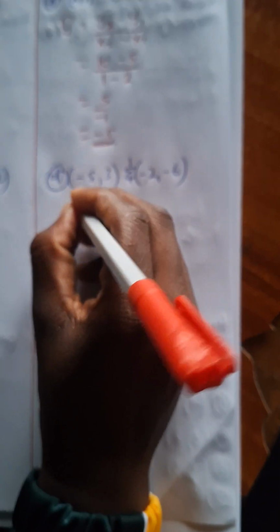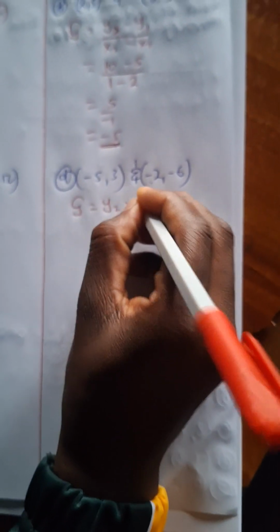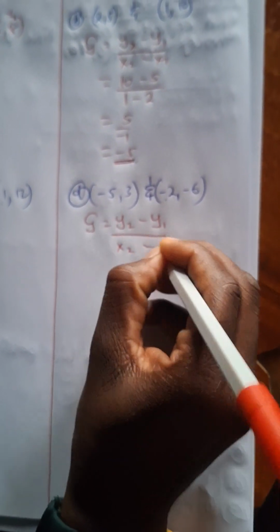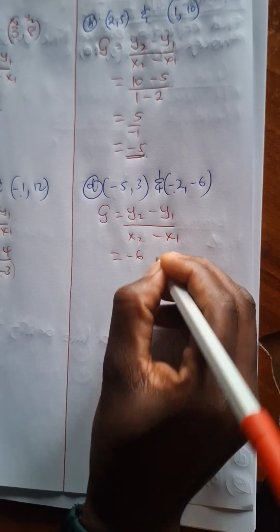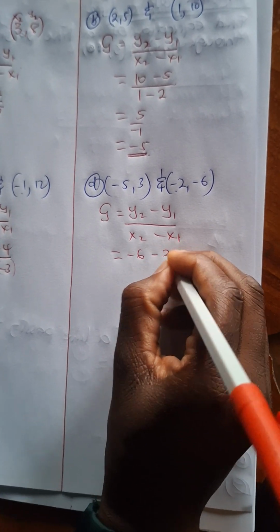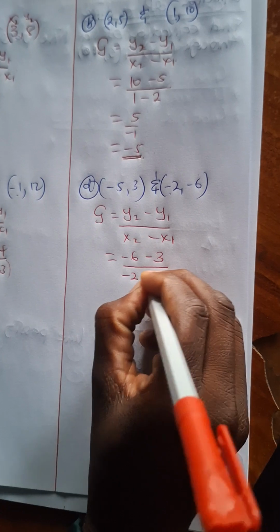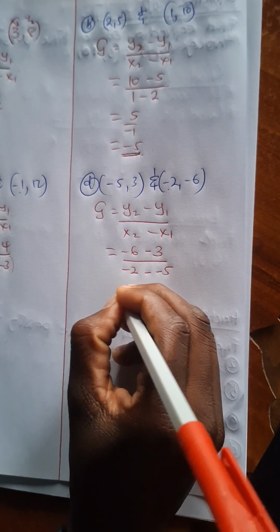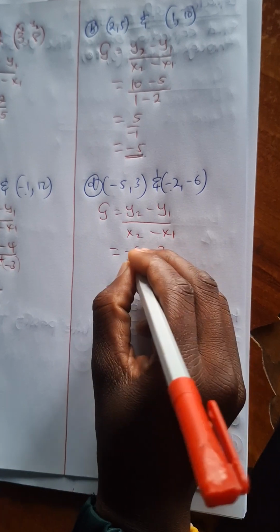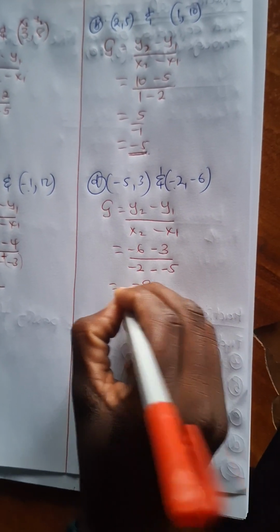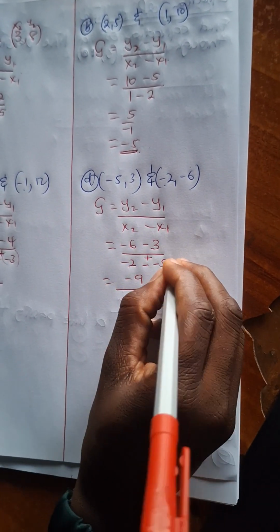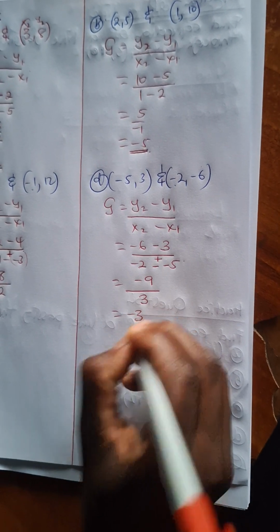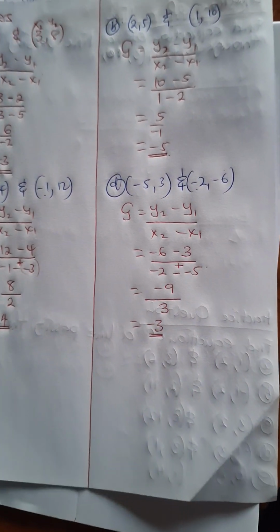So moving on to D, our gradient is equals to y2 minus y1 over x2 minus x1. So our y2 is minus 6 minus 3 over minus 2 minus 5. So here up minus 6 minus 3, we get minus 9. Then up negative plus negative 3 minus 2 plus 5, then it will be minus 3, right? So that's our answer here, right?